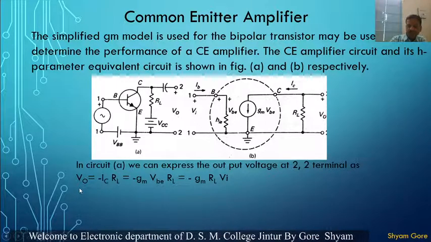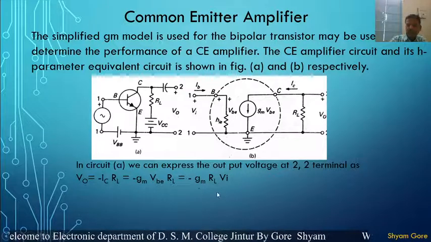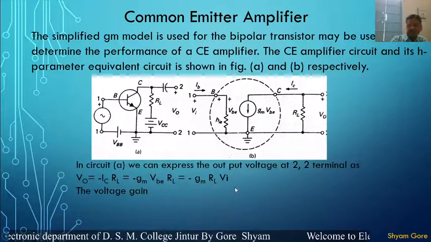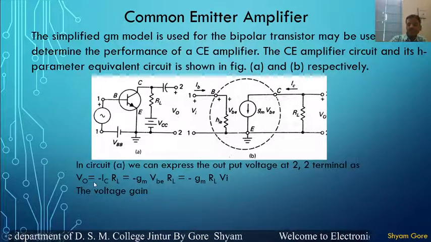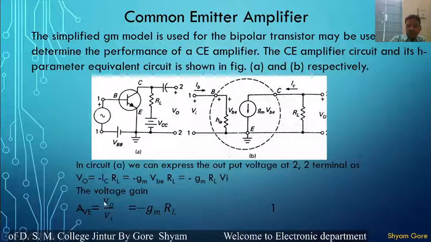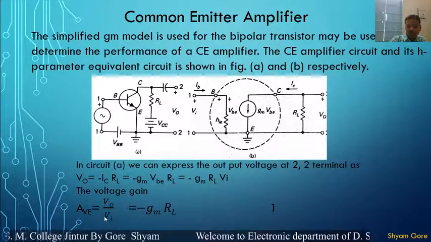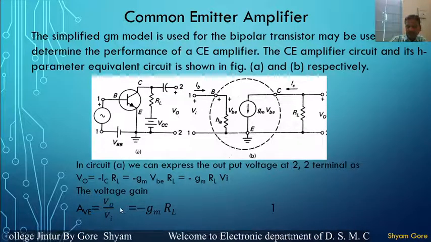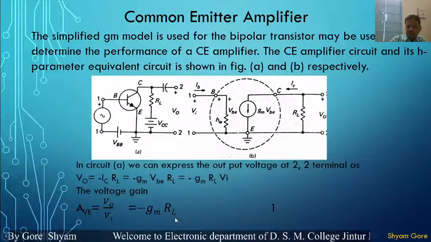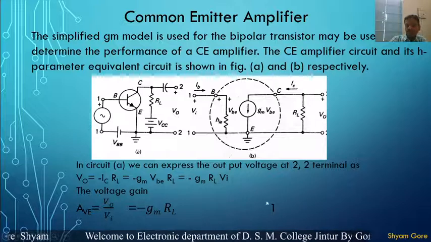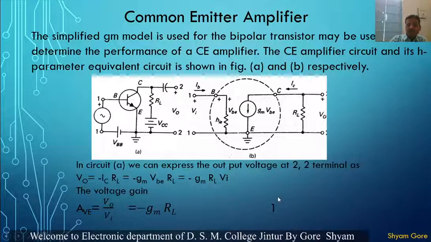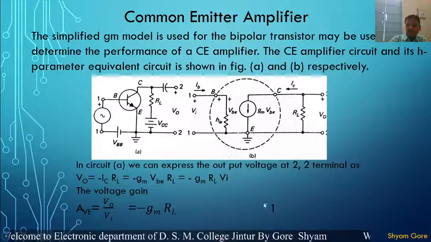So here we have VO is equal to minus GM into RL into VI, and from this equation we can obtain the voltage gain. Voltage gain is the output voltage divided by the input voltage. So the voltage gain AV is equal to VO, the output voltage, divided by the input voltage VI. From this equation, VO divided by VI is equal to minus GM into RL. This is equation number 1. The voltage gain for the common emitter amplifier is minus GM into RL.